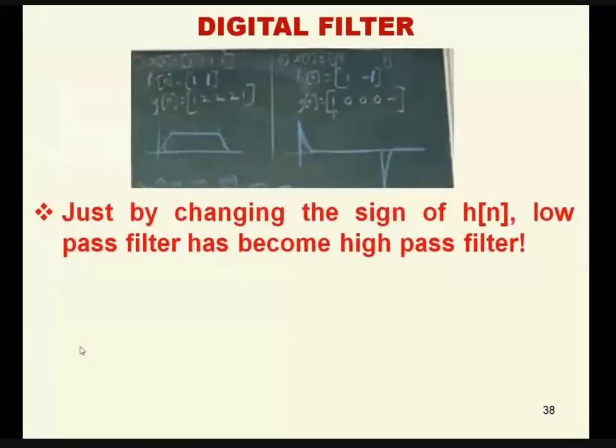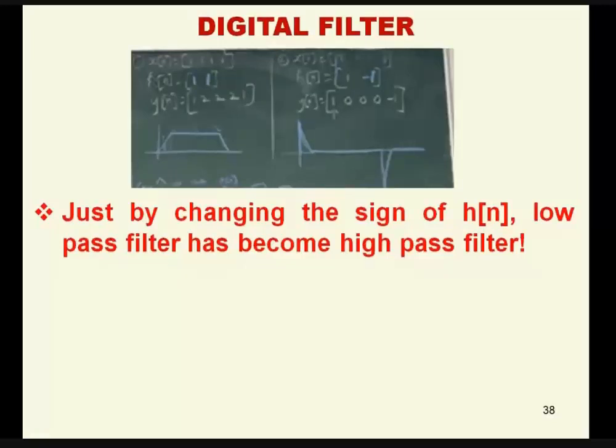When h of n is 1, 1, it behaves as a low pass filter. When h of n is 1, -1, it behaves as a high pass filter. This is magic, sir. Just by changing the sign of h of n, the low pass filter has become a high pass filter. This is the beauty of digital filtering. That is why we have the digital signal processing subject. That is why we have the digital signal processing lab.